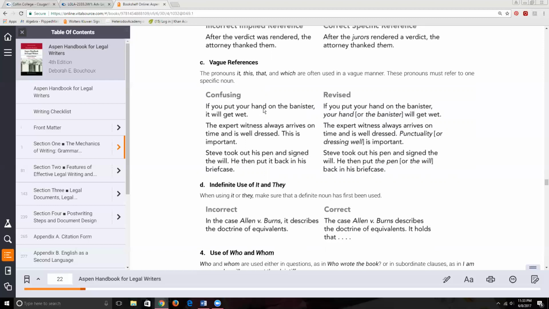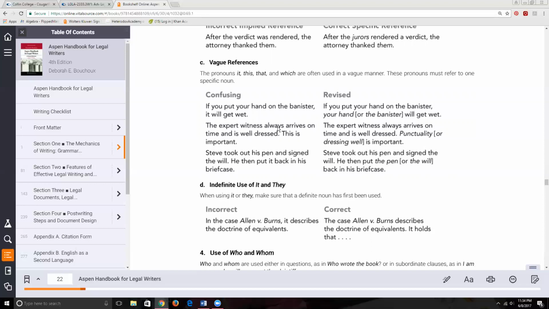But let's say your hand is the thing that's wet. The banister is dry. Well, it's dry now, but as soon as you put your hand there, the banister is wet. In that scenario, the banister is it. If you put your hand on the banister will get wet. It's ambiguous. Let's look at the next sentence.